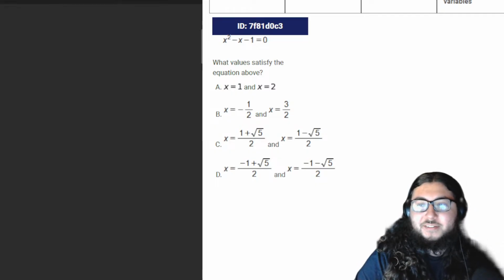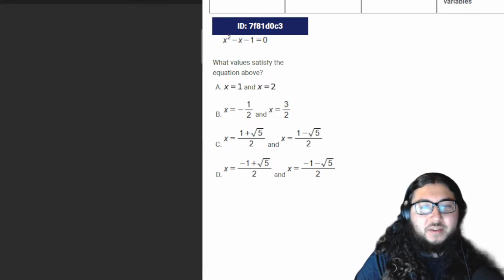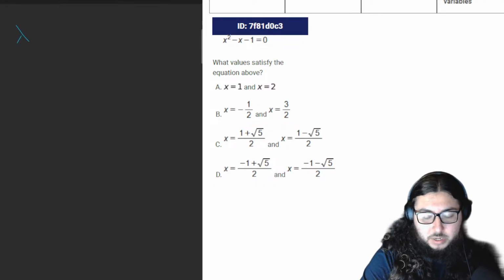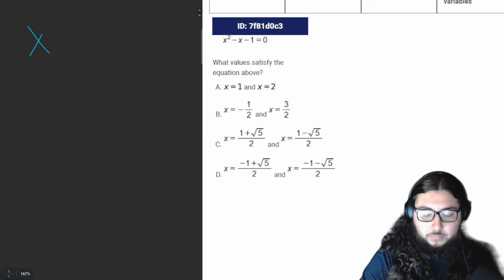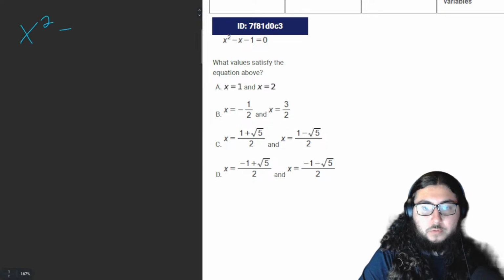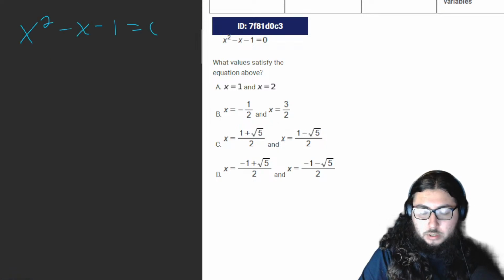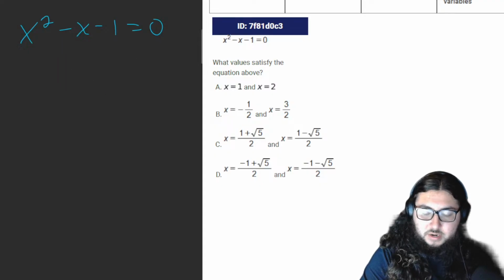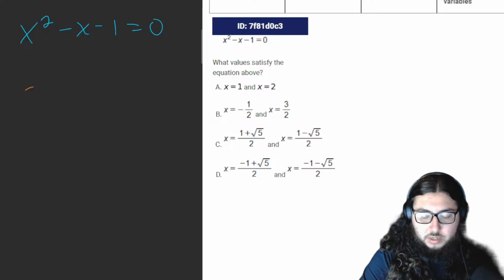I think I'm haunted. But anyway, what values satisfy the equation above? So your first temptation may be to factor it. Well, first let's write the equation. Try to write factors of -1 that add up to -1. You'll find that there are none. So our last resort is going to have to be the quadratic formula.